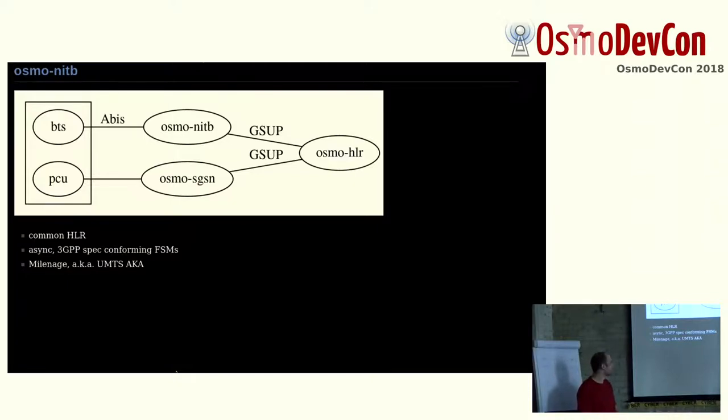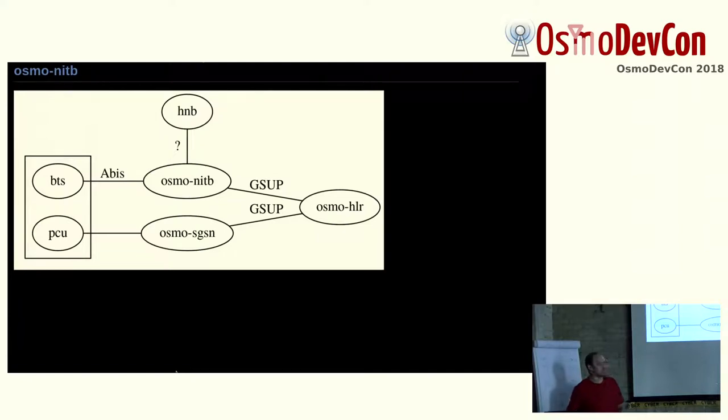So AKA, the capital ones means, geez, now I forgot, authentication and key exchange algorithm, what? Key agreement, that's it. And the small one means also known as.